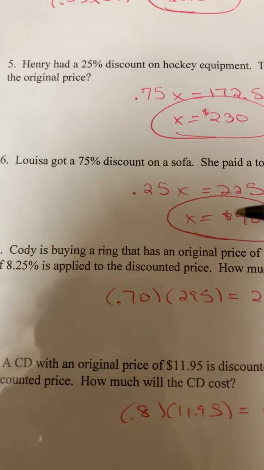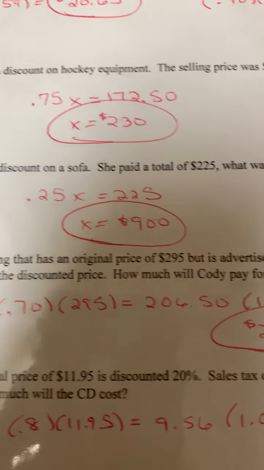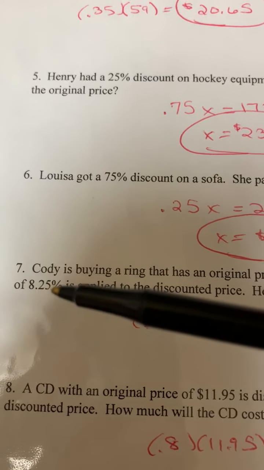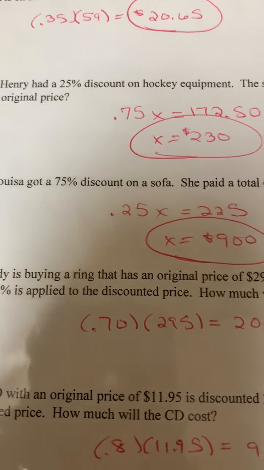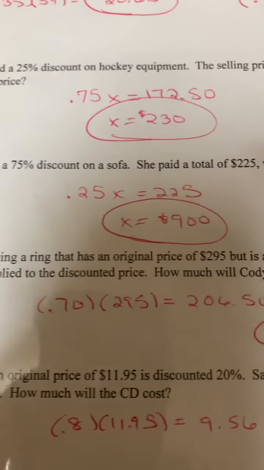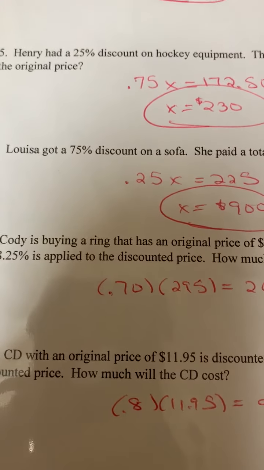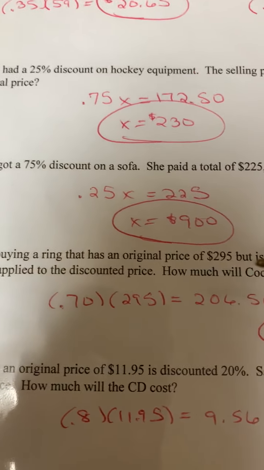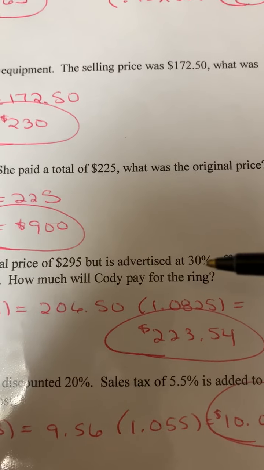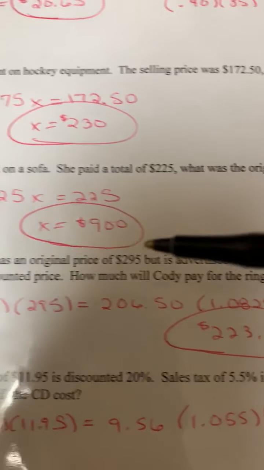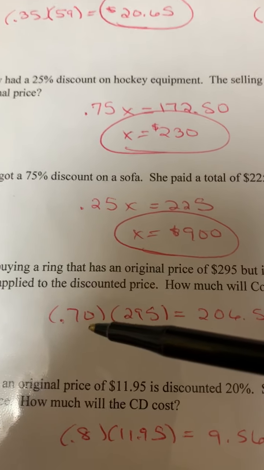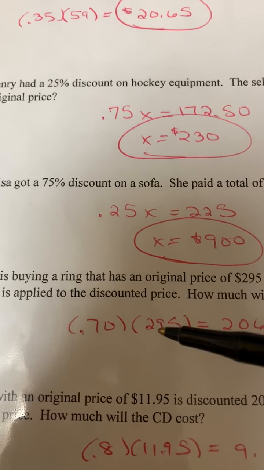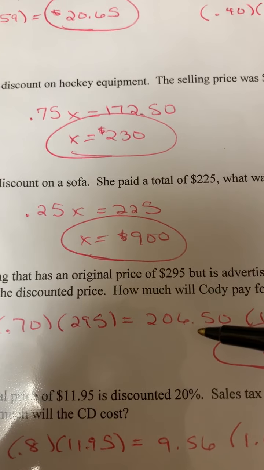Number 7, Cody is buying a ring that has an original price of $295, but is advertised at 30% off. Sales tax of 8.25% is then applied to the discounted price. How much will he pay for the ring? This is a little more complex, as is number 8 coming up. Let's walk through this slowly. So first of all, it is 30% off. If it's 30% off, you didn't pay 30%, you did pay 70%. So 70% of the $295 is $206.50.